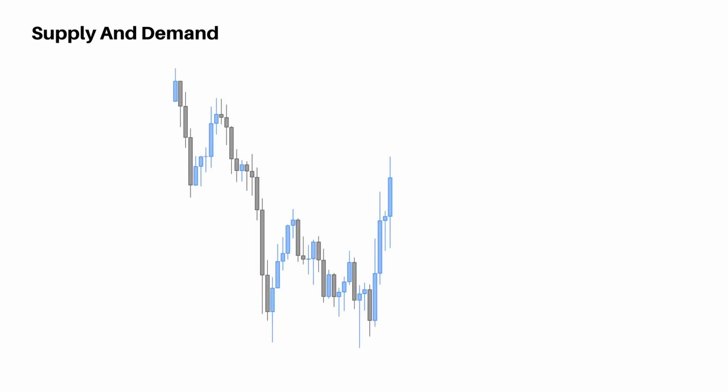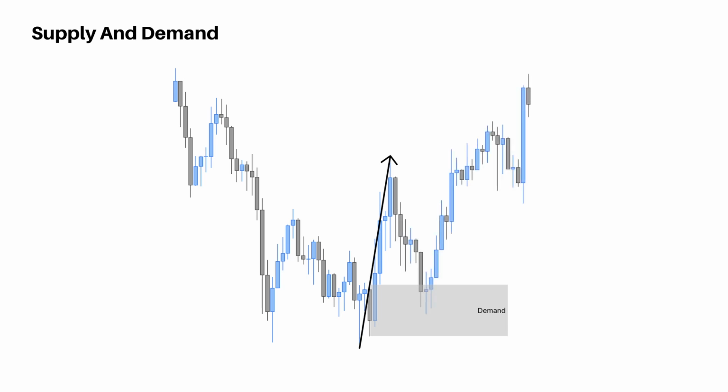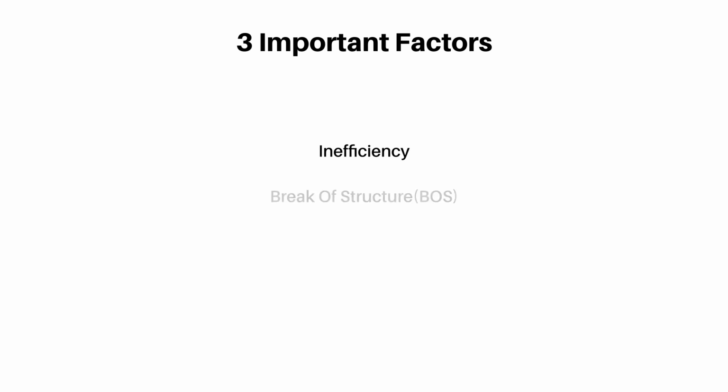Normally, we mark the starting point of a strong price move as a supply or demand zone. When the price returns to that area, we expect it to react because traders were very active there in the past. However, not every supply or demand zone is worth trading. To identify strong zones, we look for three important factors: inefficiency, break of structure, and the distance price moved away from the zone. These factors help us measure the strength of the zone and increase the probability of a successful trade.